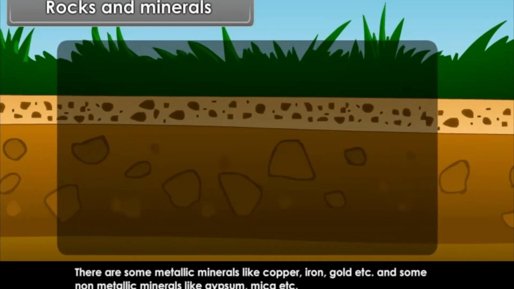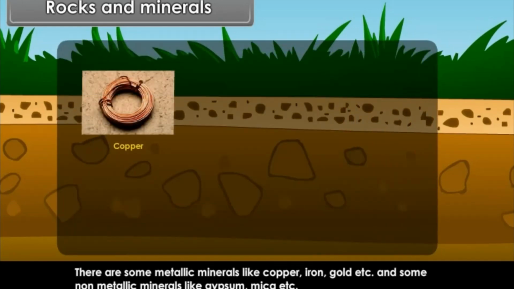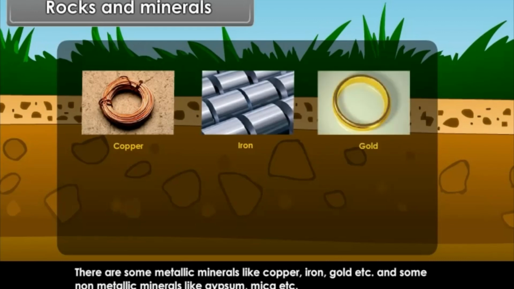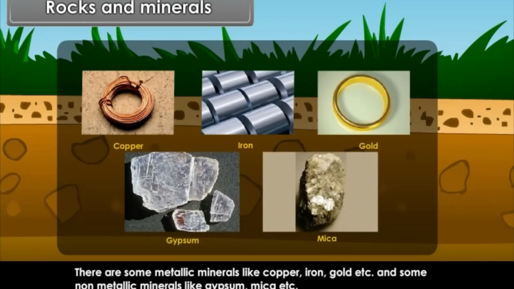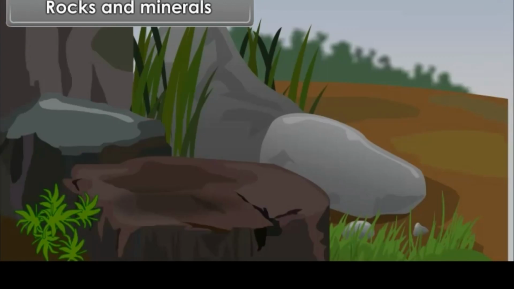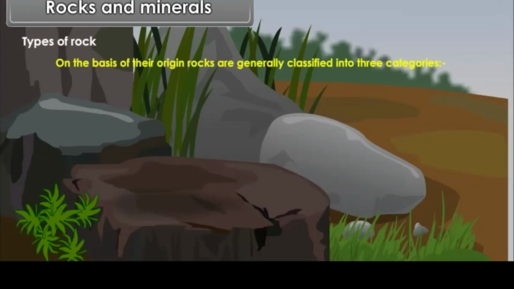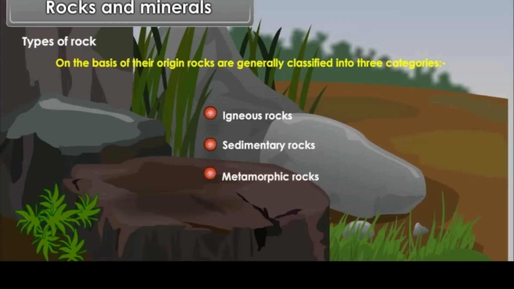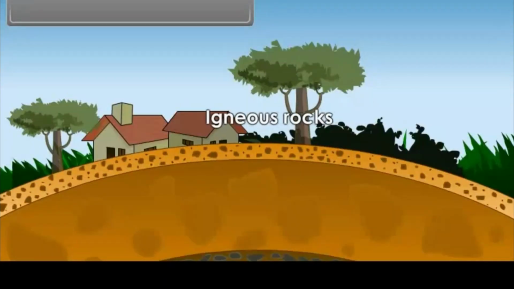There are some metallic minerals like copper, iron, gold, etc. and some non-metallic minerals like gypsum, mica, etc. Minerals are very important for the development of humankind. Types of rock. On the basis of their origin, rocks are generally classified into three categories: igneous rocks, sedimentary rocks, and metamorphic rocks.